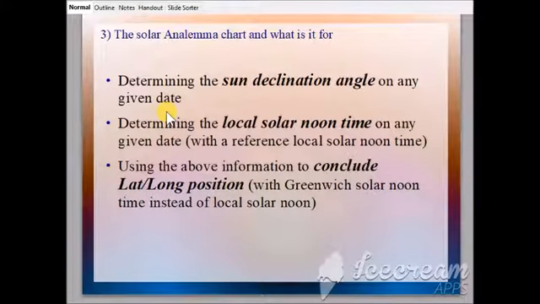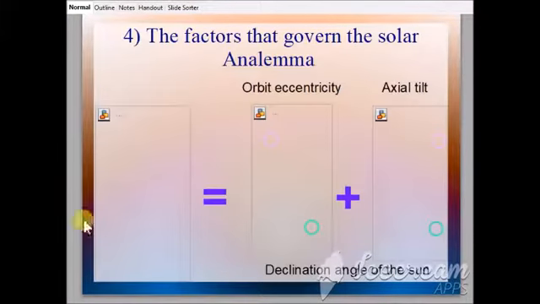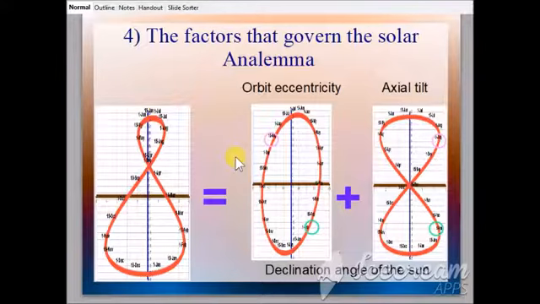The solar analemma we can use for many things: determining the sun declination angle, determining the local solar noon, and using the above information to conclude latitude and longitude position, but with a Greenwich solar noon instead of your local solar noon. Okay, next. The factors that govern the solar analemma.